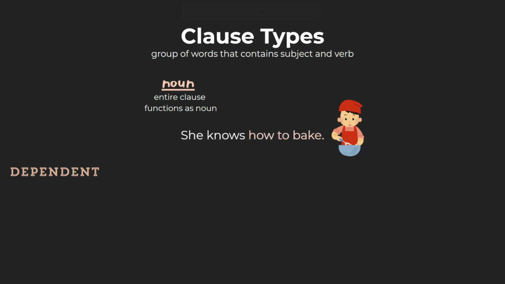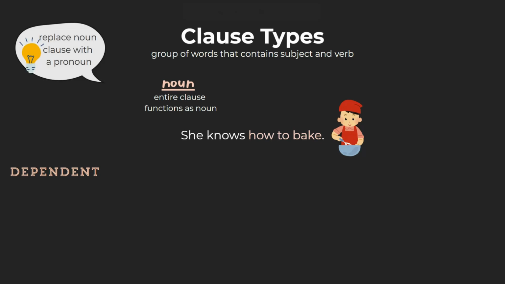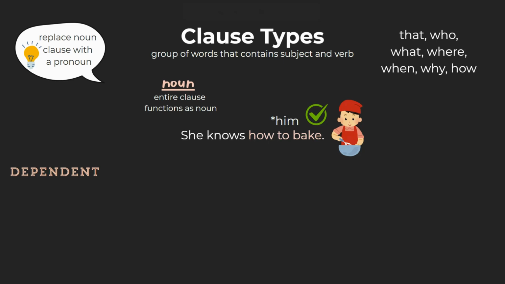A tip for identifying noun clauses is to try and replace the noun clause with a pronoun. For example, we could replace the noun clause how to bake with the pronoun him, giving us "She knows him." If the sentence is still grammatically correct after replacing the clause with a pronoun, as it is here, we've successfully located the noun clause. Noun clauses typically start with the words that, who, what, where, when, why, or how.